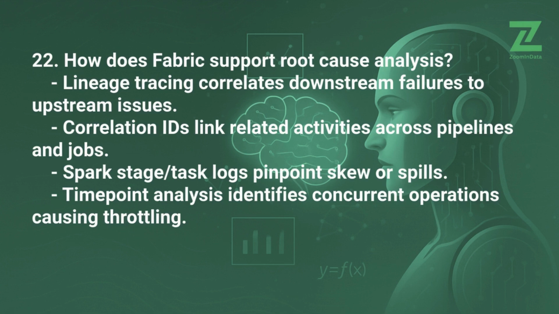22. How does Fabric support root cause analysis? Lineage tracing correlates downstream failures to upstream issues. Correlation IDs link related activities across pipelines and jobs. Spark stage and task logs pinpoint skew or spills. Time point analysis identifies concurrent operations causing throttling.